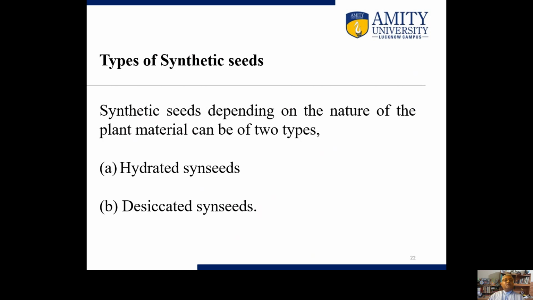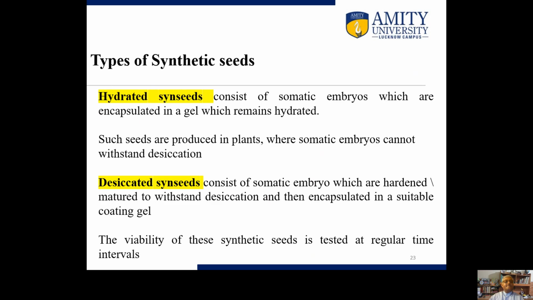Now, so far we have understood the basic techniques of the synthetic seed. Now, there are two types of synthetic seeds based on its production methods. The synthetic seed, depending on the nature of the planting material, can also be of two types. First is the hydrated synthetic seed, or second type is desiccated synthetic seed. So hydrated synthetic seed consists of somatic embryos which are encapsulated in a gel which remain hydrated throughout. Such synthetic seeds are produced in plants where the somatic embryos cannot withstand the desiccation. So it is genotype dependent and the species dependent also.